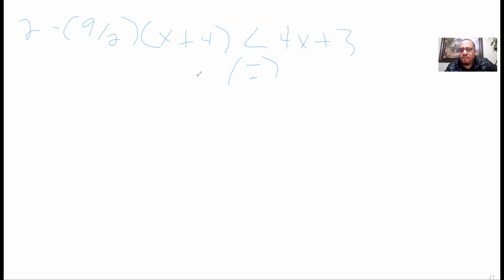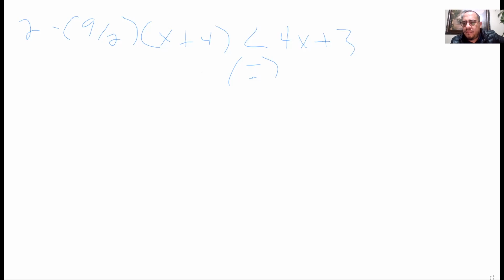So let's also pop up our PEMDAS, just in case we forget. All right. So right here, our first thing is parentheses. So we're going to look for the parentheses, which right now we have 9/2 and x plus 4, and we're going to multiply them. All right, so let's go ahead and multiply that.